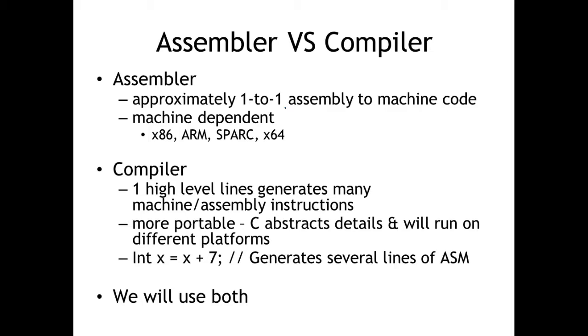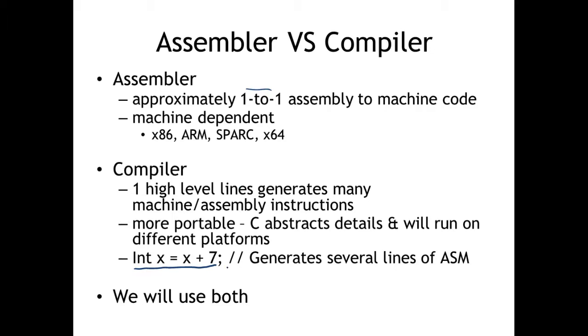assembly or machine instructions, because you may have in one line of code something like this. Let's say even something like this. You may have actually several operations, several instructions that need to take place in assembly in order to get this equivalent statement to run. And so it's not typically a one-to-one with compilers.